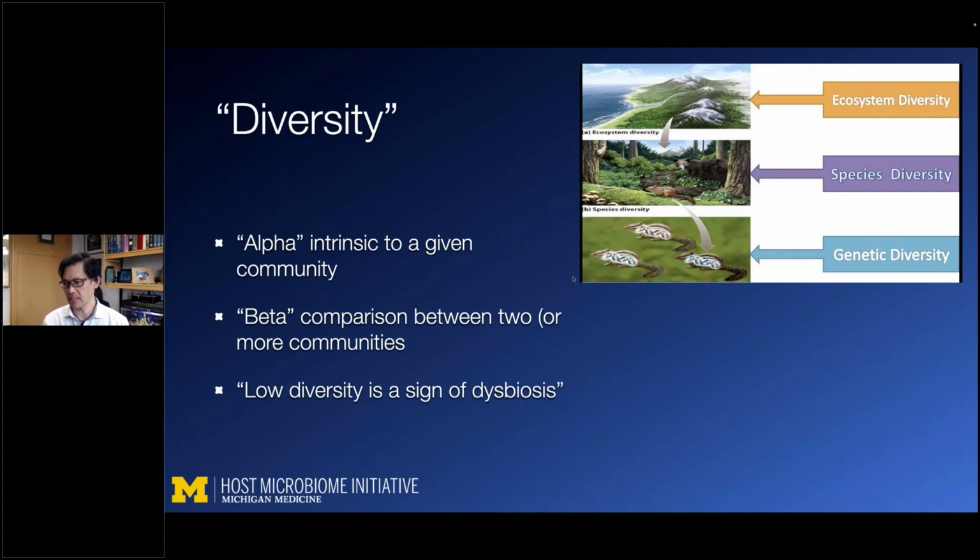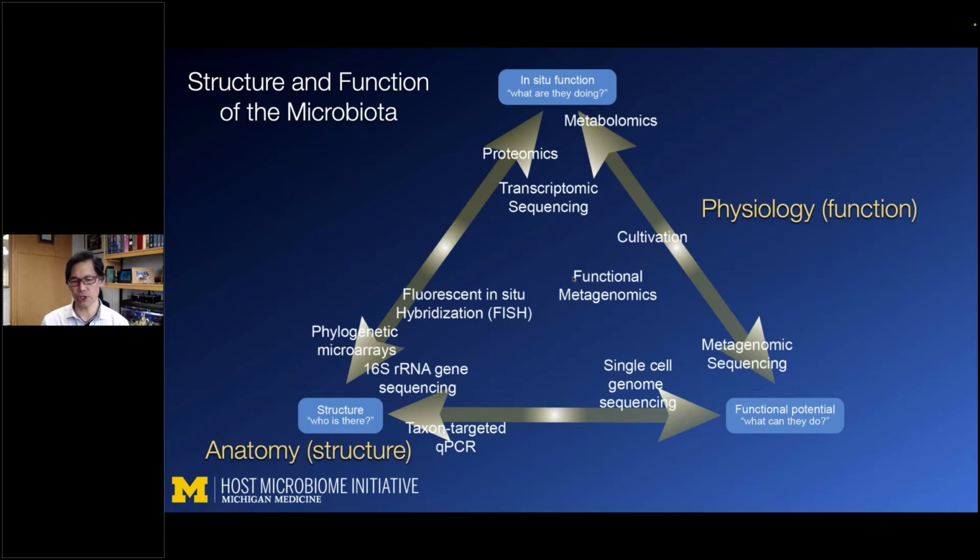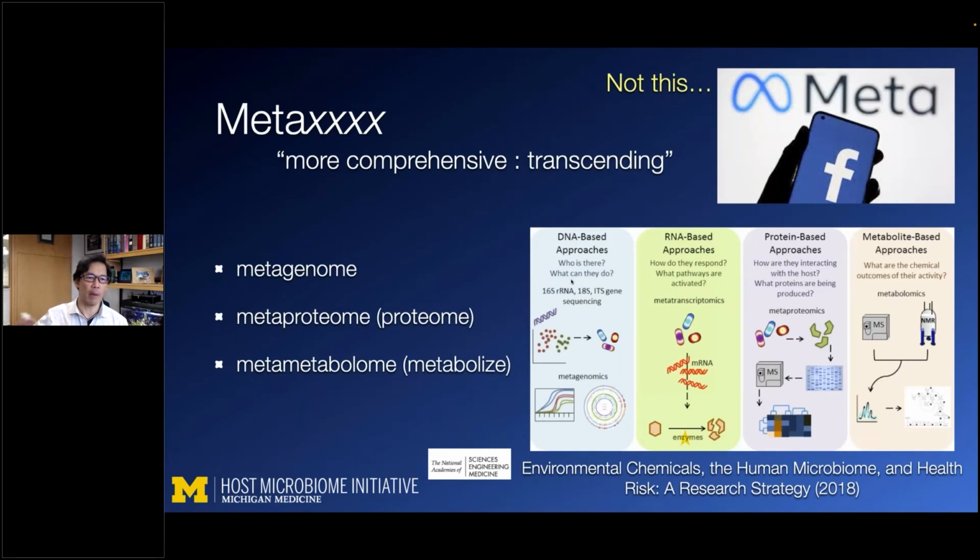So let's go back to this idea of looking at structure and function. And again, we have all of these types, and we'll hear in the next talk about some of these techniques that are being used to study the microbiota and microbiome. Many times these have the term meta something or other. And remember, the prefix meta usually refers to something that is more comprehensive or transcending. So a metagenome is not just the genome of one organism, but the metagenome of a microbiota is all the genomes summed up together. Similarly, the proteome is all the proteins that are present in a microbiome.